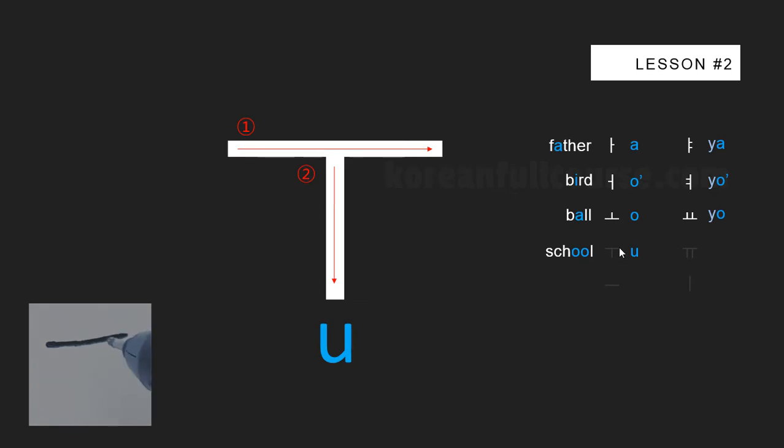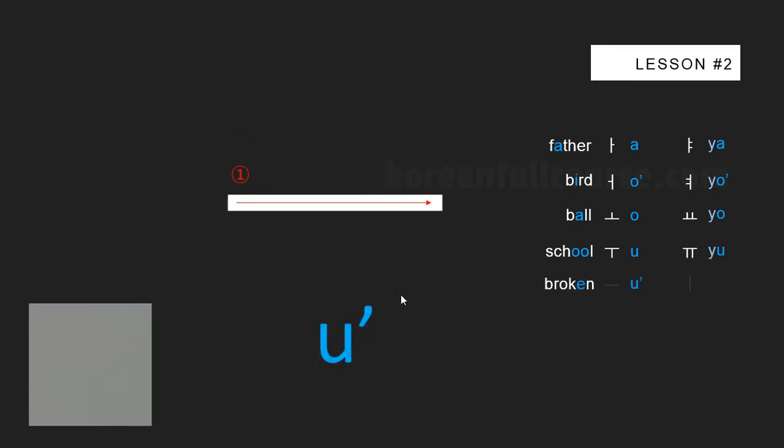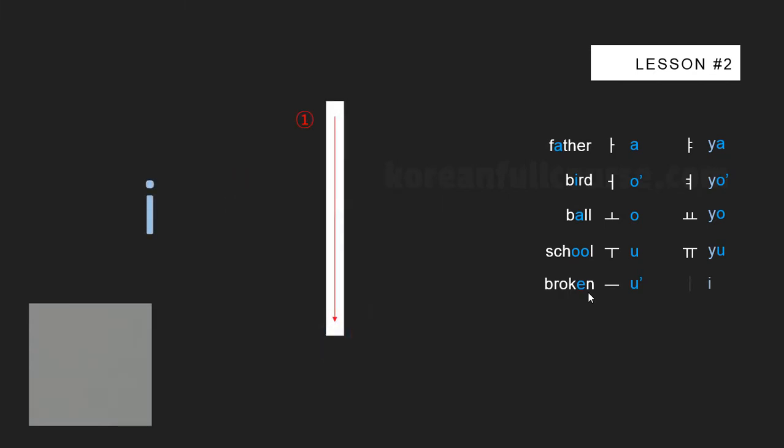This letter U sounds like double O in the English word school. And the next letter is Yu. Add the extra vertical stroke to the letter U and you will get the letter Yu. The next letter is U, and this sounds like letter E in the word broken. And finally, the last basic vowel is I. It's quite easy to remember. It sounds like the letter I in the word big.